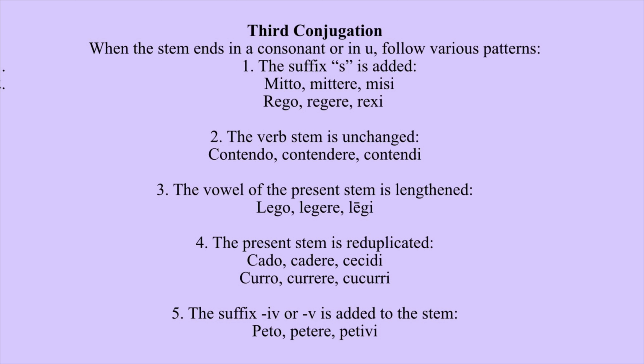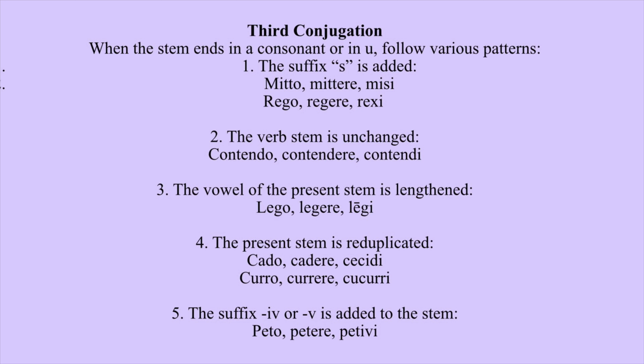Sometimes the verb stem is unchanged. So this is something we can think of when we see contendo, contendere, contendi, right? So contendo, contendere, contendi, no change to the verb stem. Other times we see our third possibility, the vowel of the present stem is lengthened. So lego, legere, legi, right? Often we don't see our macrons written, so we might not see a difference, but we'll know that it's there: lego, legere, legi.